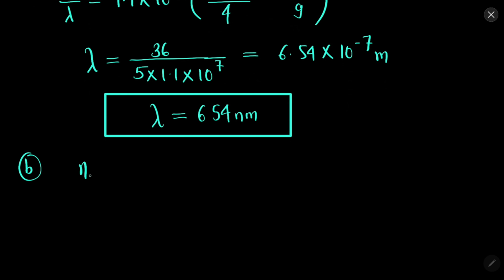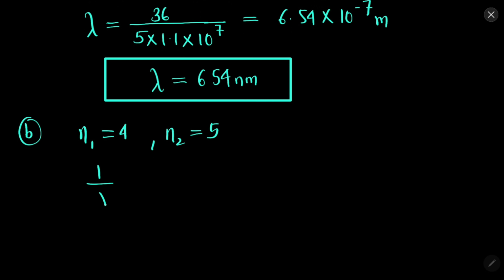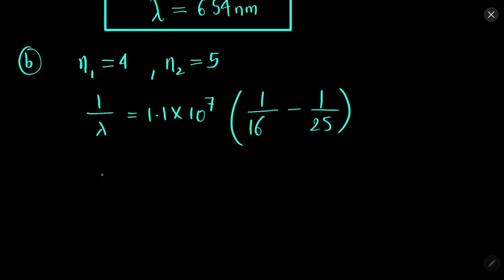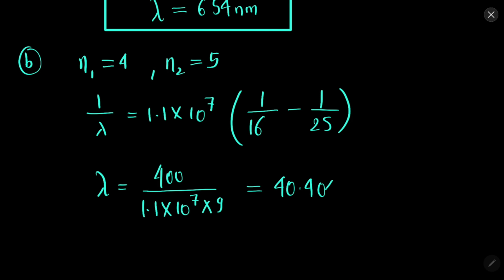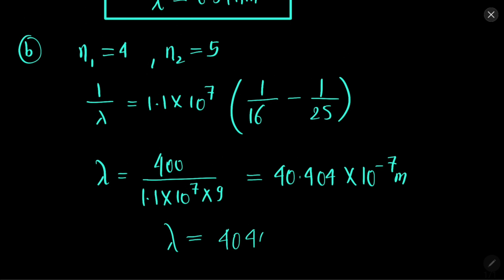Part B: n1 is 4 and n2 is 5. Again 1 over lambda is 1.1 into 10 to the power 7, square of 4 is 16, square of 5 is 25. Once we solve this, lambda will be 400 over 1.1 into 10 to the power 7 into 9. So it will be 40.404 into 10 to the power minus 7 meters. So lambda will be around 4040.4 nanometers.